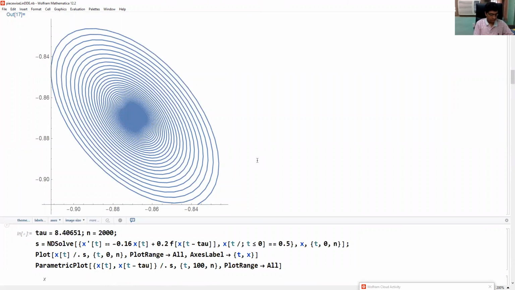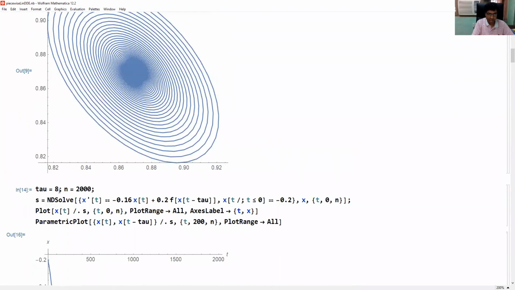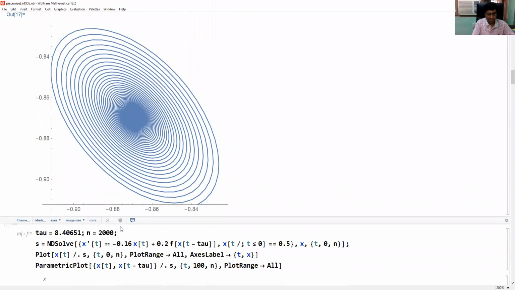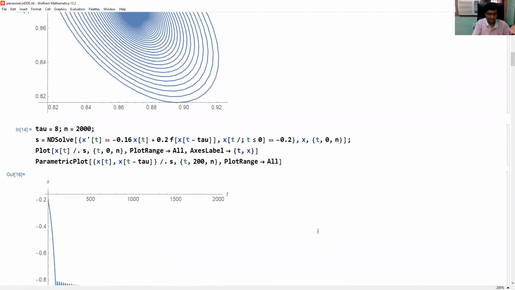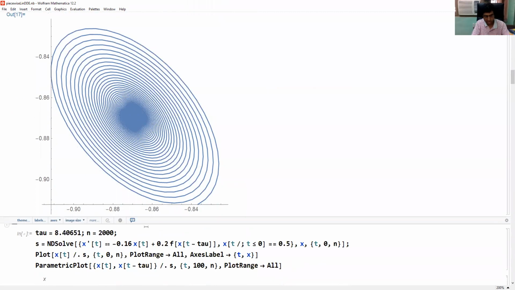Now tau star is 8.40651. If we choose tau equal to tau star, then it is a Hopf bifurcation, meaning a periodic orbit will emerge. Here we can see that the orbits are spiral sinks. What happens as we take, the delay was 8, a value which is very close to this one? Instead of 8.40651, we may take 8.3, for example. Let us take 8.3 and check whether we are getting periodic behavior.